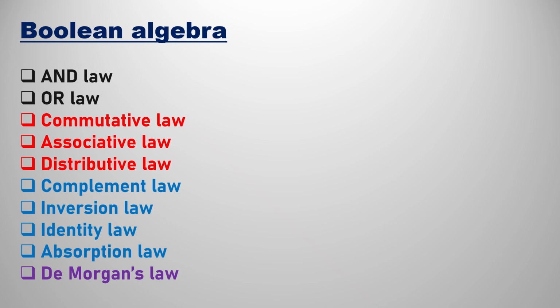De Morgan's law is also a part of Boolean algebra. There are just two laws included in De Morgan's law. Before that, in the previous video on Boolean algebra, we covered the AND law, OR law, commutative, associative, distributive, complement, inversion, identity, and absorption. These laws are very important for solving Boolean expressions. De Morgan's law is also a set of two expressions that helps us solve equations much faster.